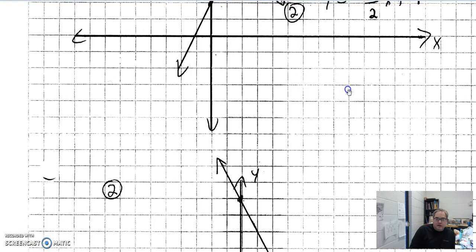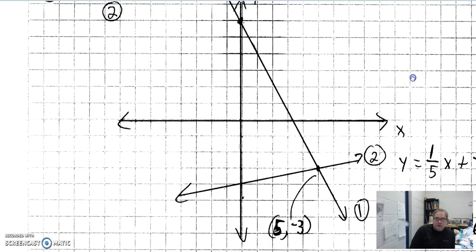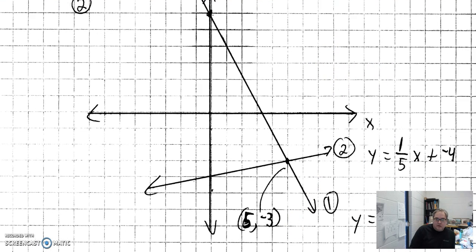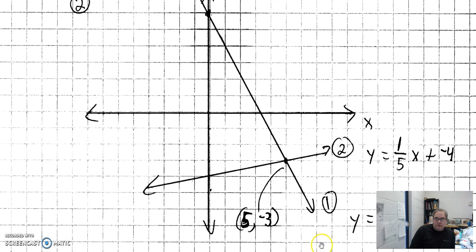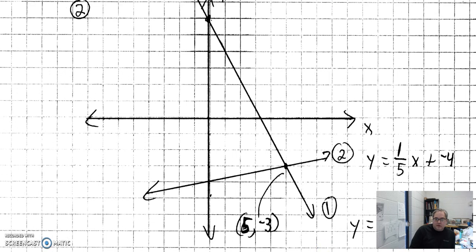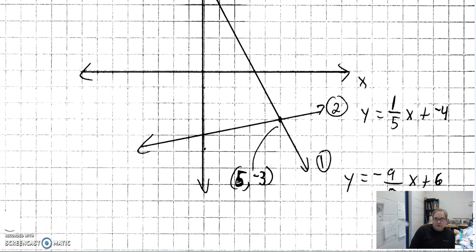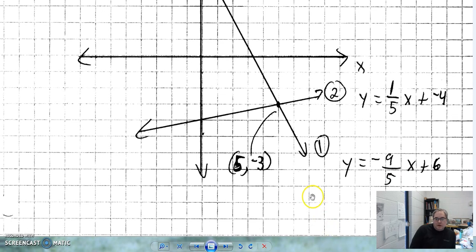If I bring up my other example here, this is example 2. Let's see, bring this down a little bit. Okay, that should work, I'm thinking. So I have my equations. y equals 1/5 x plus negative 4. That's this one. Put a dot at negative 4, up 1, to the right 5. That's that equation. This one is negative 9/5 x plus 6.